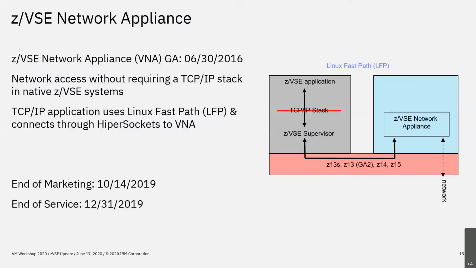Next topic is the VSE Network Appliance, which was released in 2016. It provides network access without requiring a TCP/IP stack in VSE for a system running in LPAR. This is a TCP/IP application that uses Linux Fast Path and connects through HiperSockets to the network appliance, which is basically a Linux image. This image could be loaded into a Secure Service Container LPAR to provide the desired functionality. This feature was withdrawn from marketing in October 2019 and went out of service at the end of December.